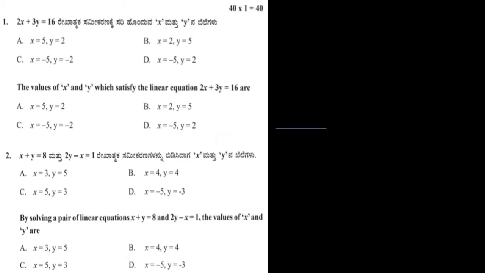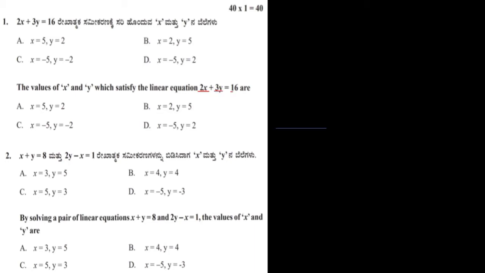Problem: the values of x and y which satisfy the linear equation 2x plus 3y is equal to 16 are. A similar type of problem they gave for model paper 1, and for model paper 2 also they gave it here. Now we need to substitute the x value and y value in that equation and we need to get the answer 16. So I'll start with option 1.